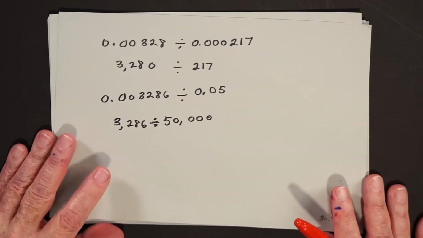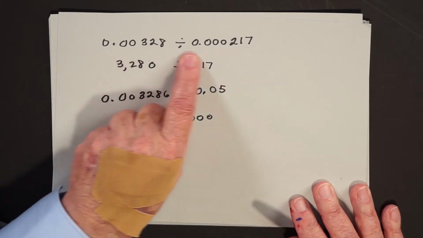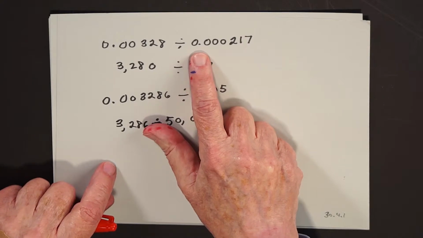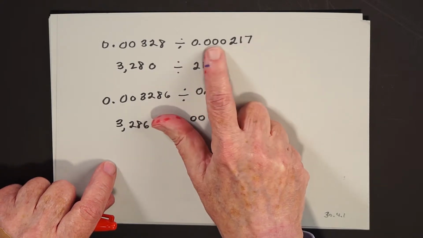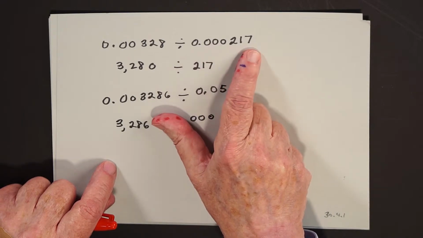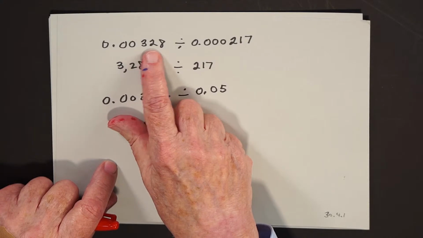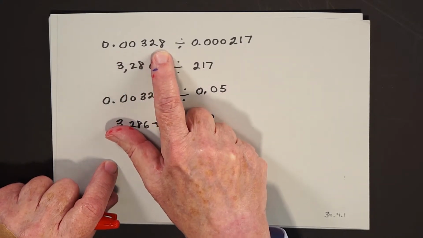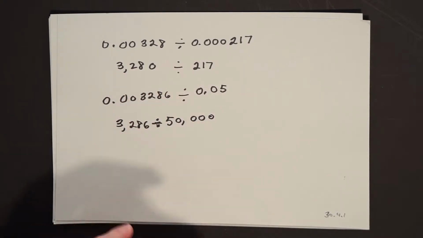Here's a particular problem where we're dividing two decimals. What would it take to make this a whole number? Well, I would have to move the decimal point 6 places. That's multiplying by 10 6 times. To keep the ratio the same, I would have to move the decimal point here by 6 places. But there are only 5 digits here. So to move it 6 places, I would have to tack on a 0.